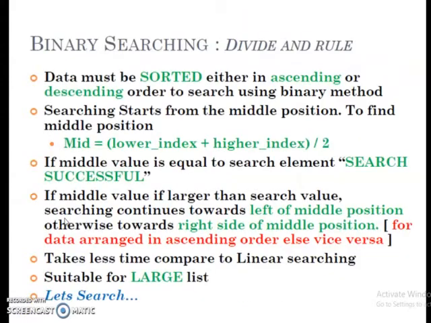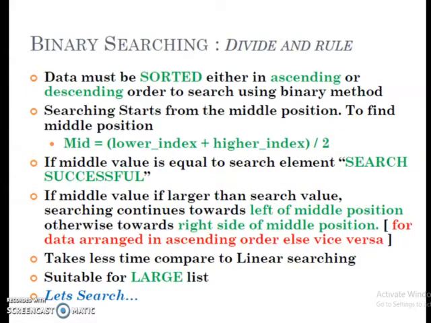Then next, binary searching. Okay, divide and rule. In binary searching, data must be sorted either in ascending or descending order. Then searching starts from the middle position. To find the middle position, you can use the equation mid is equal to lower index plus higher index, divided by 2. You will get the middle element.